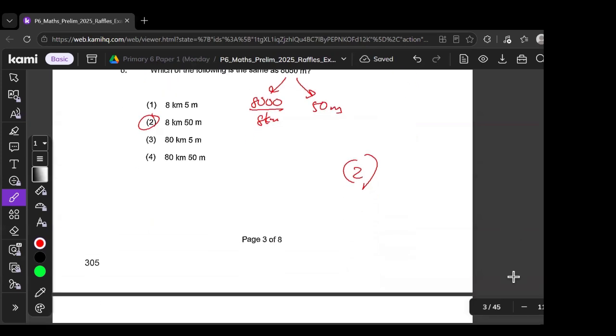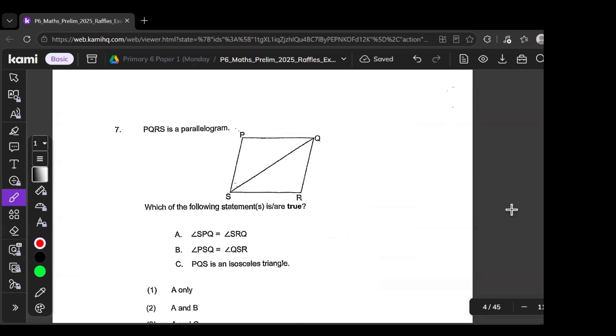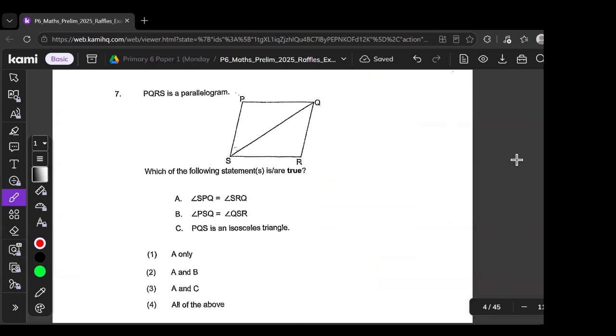Question number 7. Make sure you have done your work, otherwise it doesn't help you if you just write down the answer. Question 7, the answer is number, okay, Mr., I can't really see. The answer is number 1, right? Why is it number 1? SPQ is here. You must know what the angle is referring to.